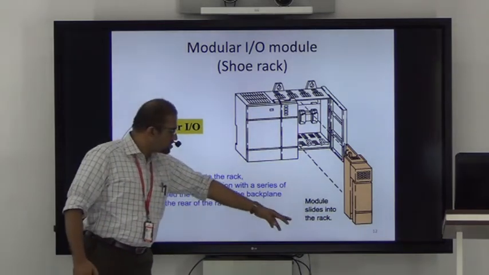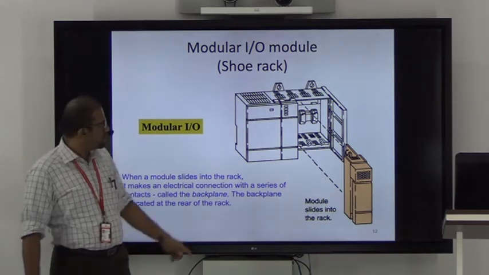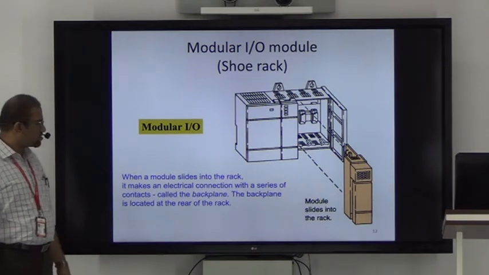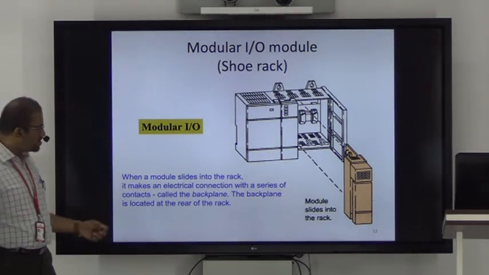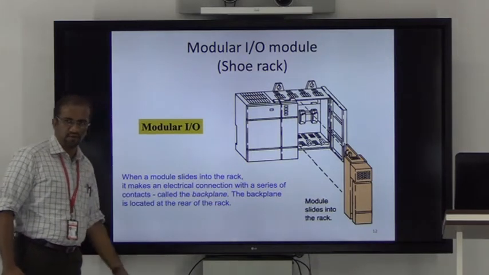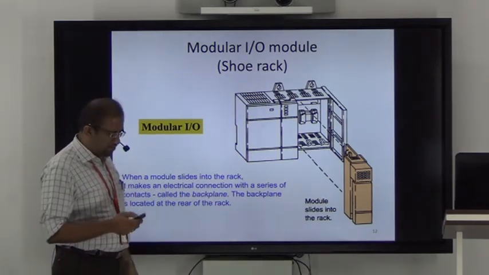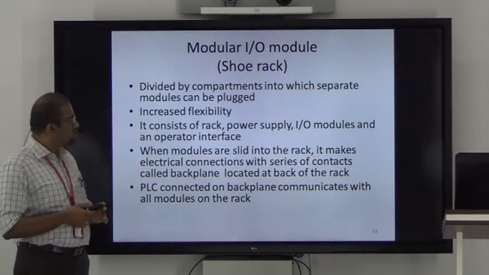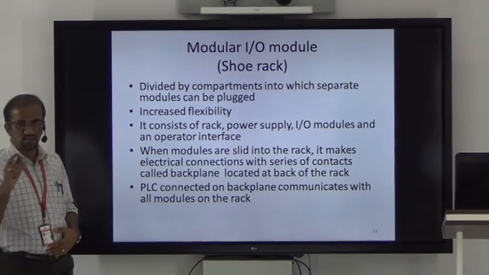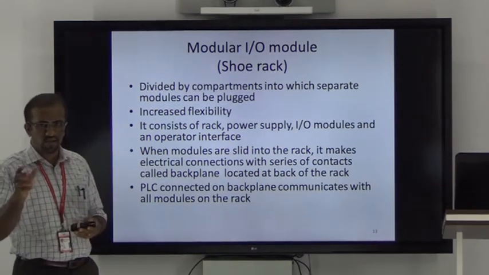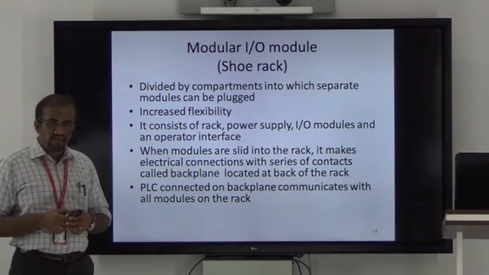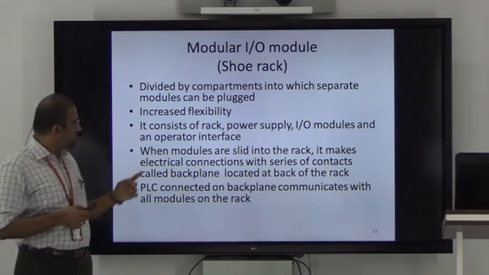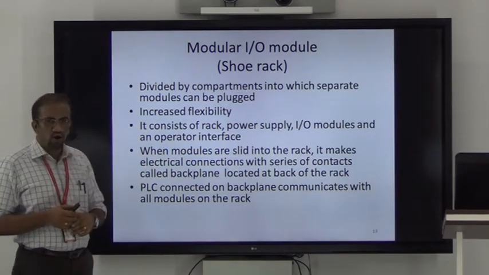That means each module can be slid into a rack. These modules are interconnected at the back. The rack in which it is arranged is known as the backplane. Now, what I have explained right now is divided into compartments which are easily removable. It is basically in the form of a shoe rack. The major advantage is that it has increased flexibility. It consists of the rack, power supply, IO modules and operator interface.